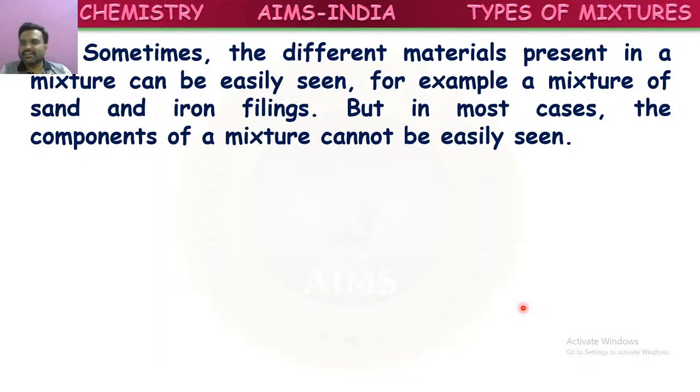But in most cases, the components of a mixture cannot be seen easily. For example, I told you an example, an alloy. Stainless steel is an alloy. In this, different metals are mixed, but we cannot see those component metals individually. So in some mixtures the components are seen, but in most mixtures the ingredients or components are not seen clearly.